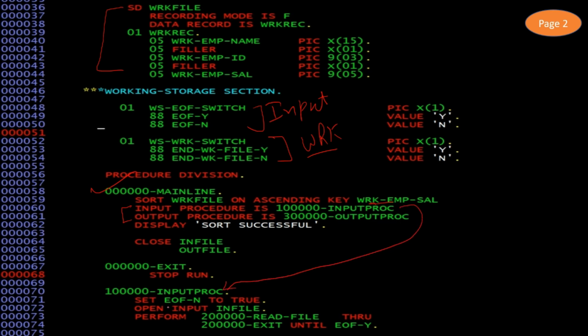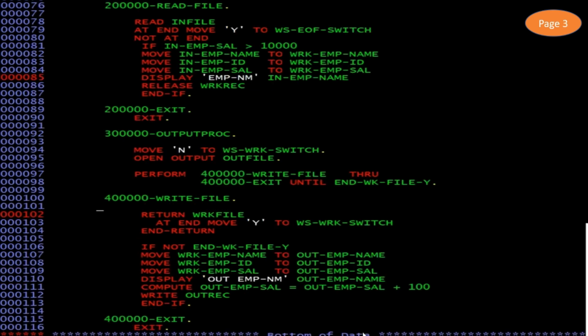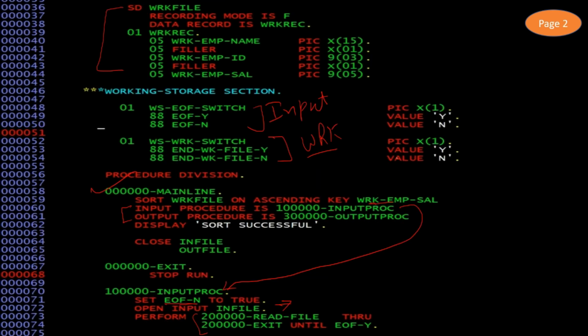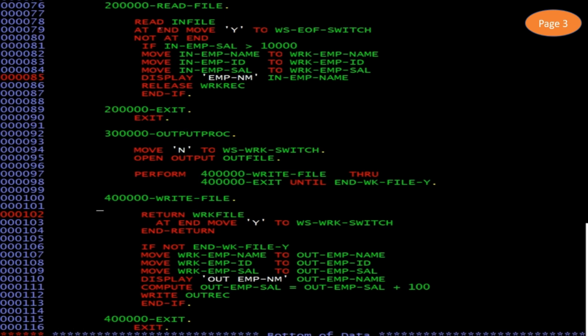In the input procedure, first of all I have set the switch, and then I have opened the input file, and then I have called the read file until the end of file is reached. Okay, and we are reading the input file, and all the records will be filtered here using the if condition. The records whose employee salary is greater than 10,000 will be written from the input file to the work file.